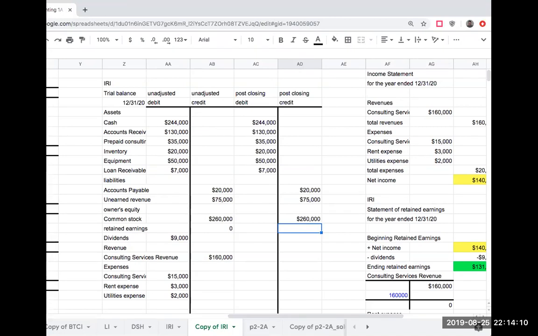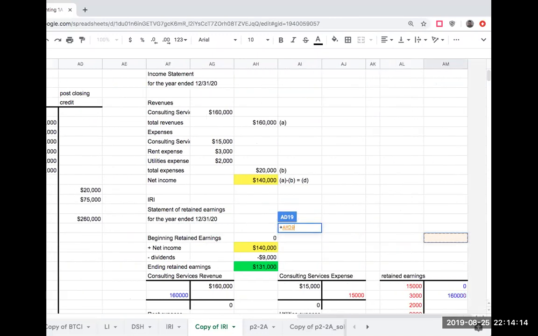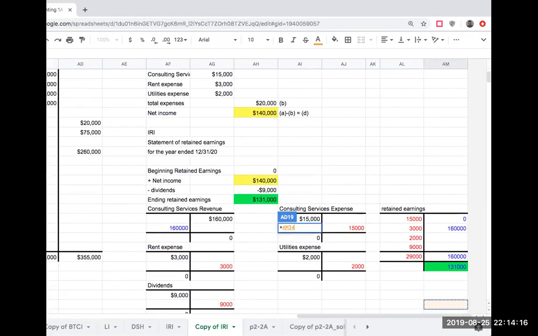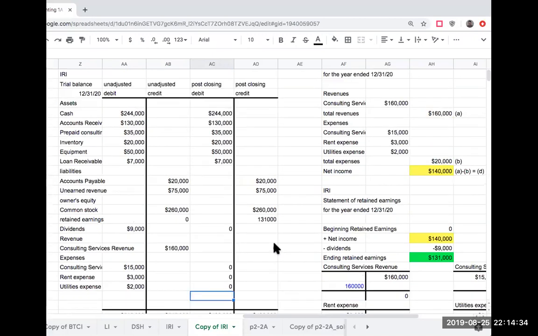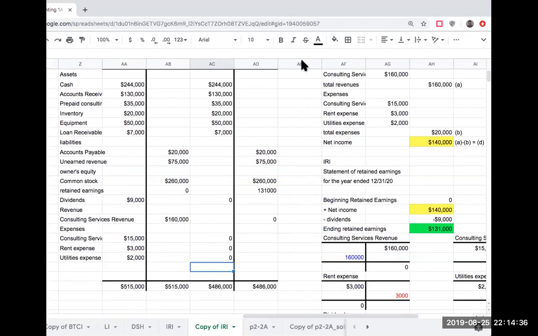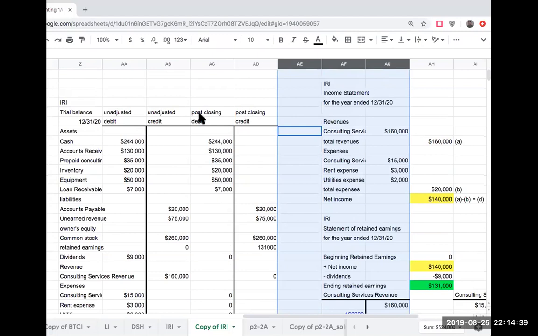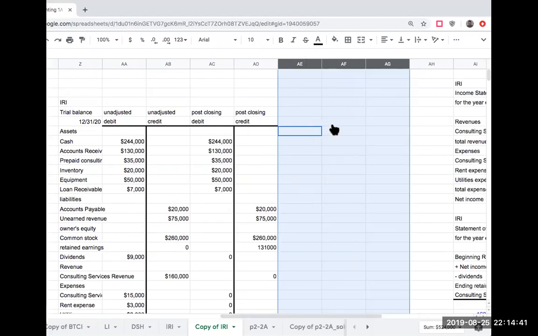However, do I now have a new balance in retained earnings? And the answer is yes. In retained earnings, I have a credit of $131,000. And so then over here, my dividends went to what? 0. My consulting services revenue, and then these various accounts are all 0. So my total debits equal my total credits. Even if they didn't equal, I would still keep moving on because these are just worth a point each. They're not worth that much.